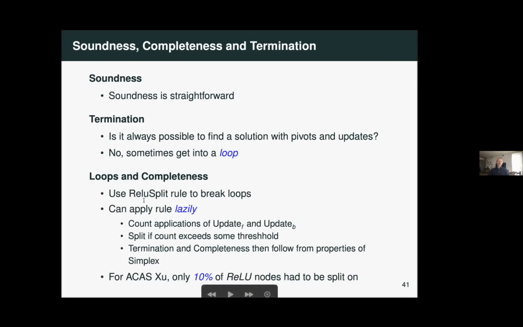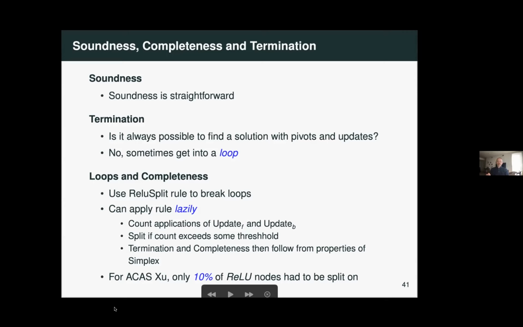What we can do is use this ReLU split rule to break loops, and we can apply the rule lazily. Essentially we'll count how many times we apply these update F and update B rules. These are the rules that update the ReLU constraints. And if our count exceeds some threshold, then we'll decide that that's a problematic ReLU and we'll split on it. Now, in the worst case, if you split on every ReLU, that just reduces to the problem we had initially of representing things as if and else's. But if we don't have to split on everything, then this might buy us some improvement.